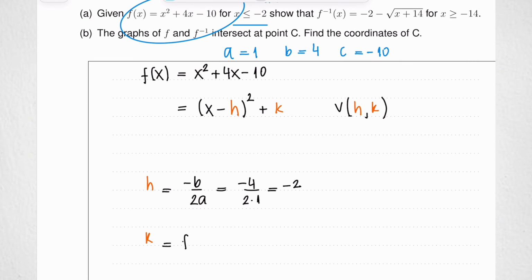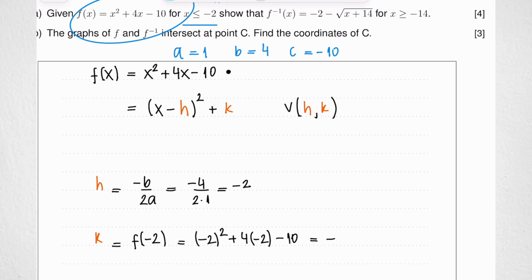And k is f of that value, so f of negative 2. So we have, by plugging it into the standard form, negative 2 squared plus 4 times negative 2 minus 10, which is negative 14. Therefore, the vertex is located at (negative 2, negative 14), and the vertex form of this quadratic is x minus negative 2, so x plus 2, squared, plus negative 14.